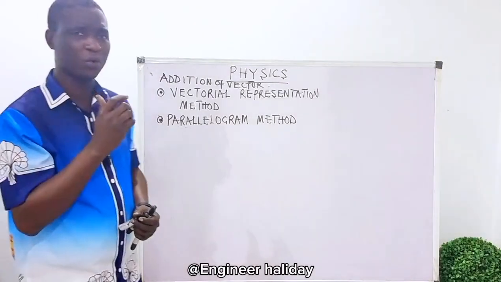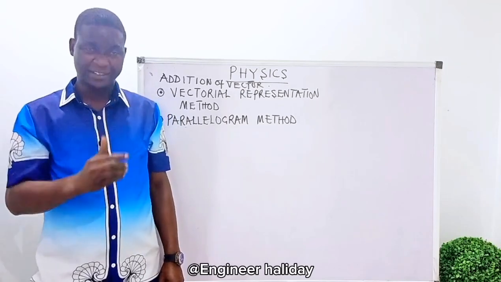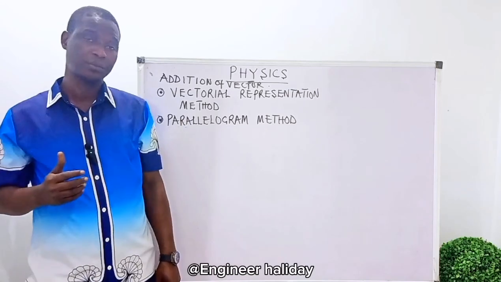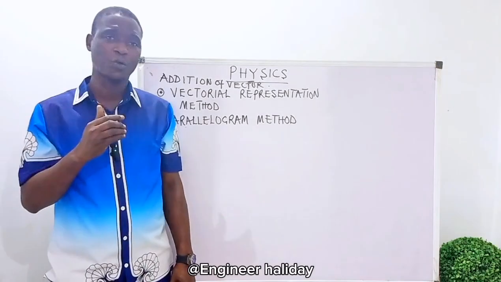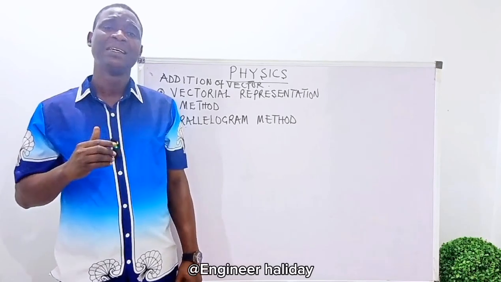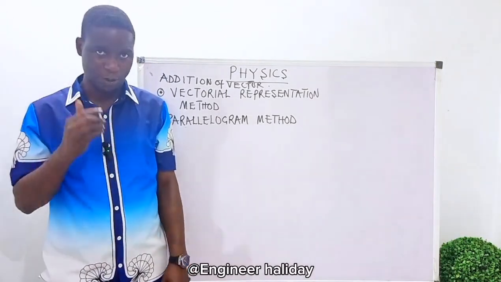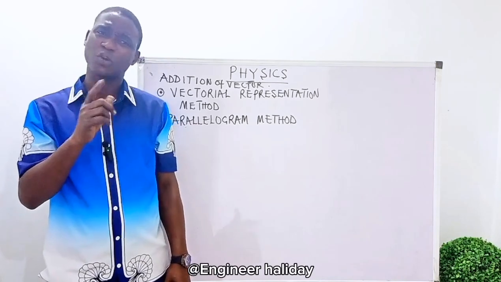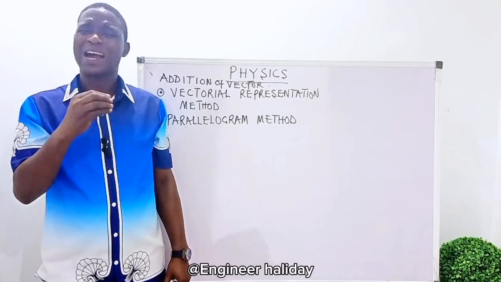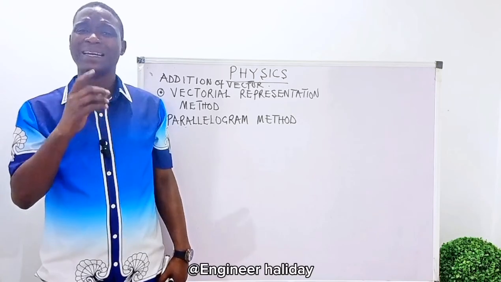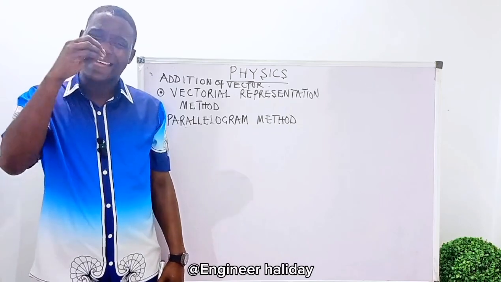Now in the parallelogram method, we need to know what the parallelogram law of vectors is. In fact, that is where you are going to start from. Now what is the parallelogram law of vector? It states that when two vectors are represented in magnitude and direction by the adjacent sides of a parallelogram, the resultant of these two vectors is drawn from their common point, represented in magnitude and direction by the diagonal of the parallelogram.